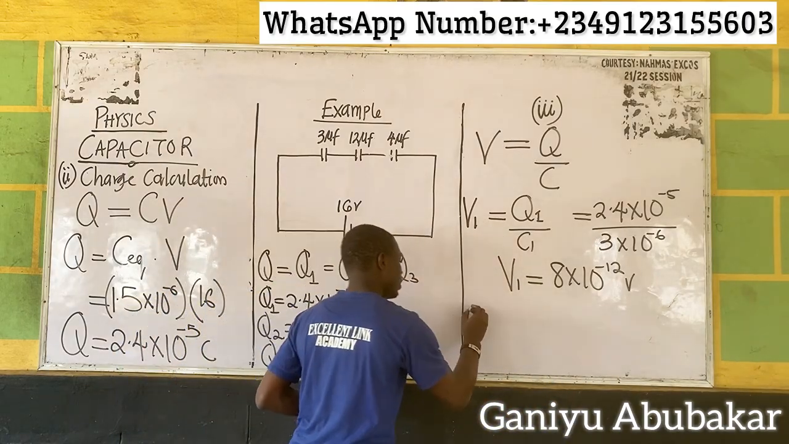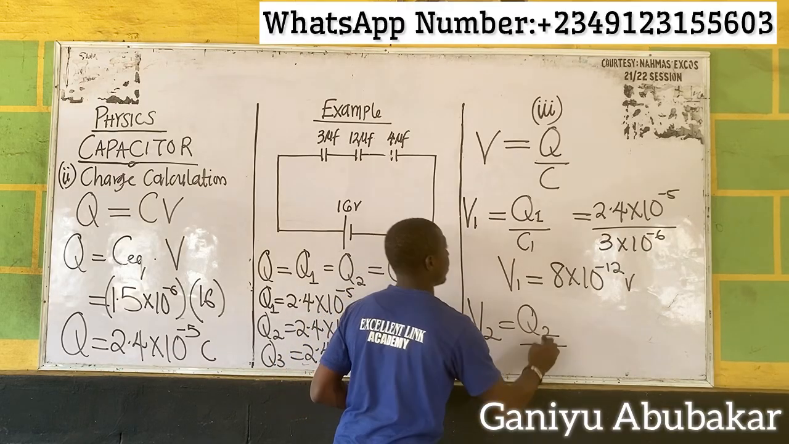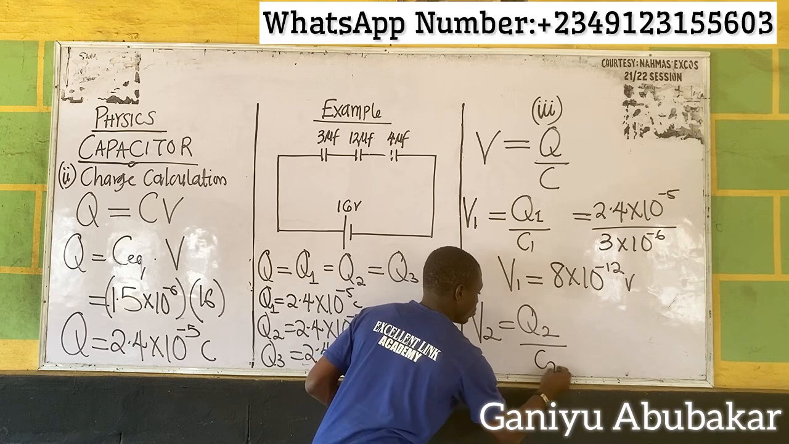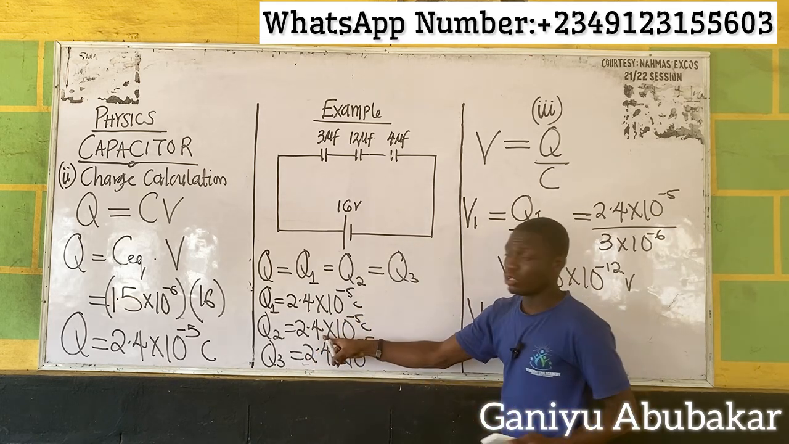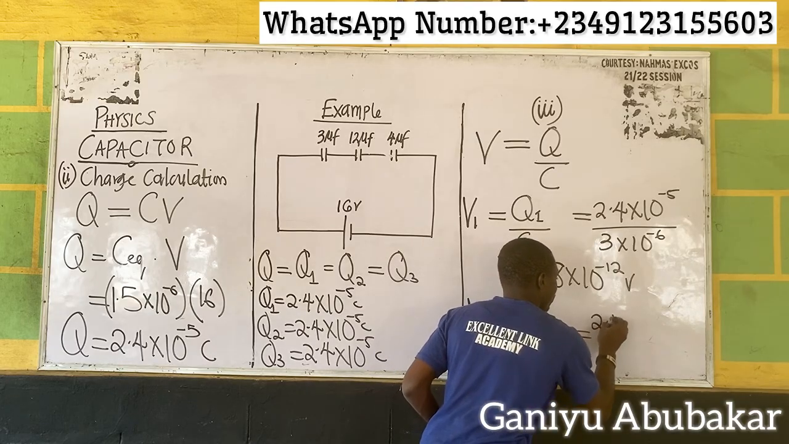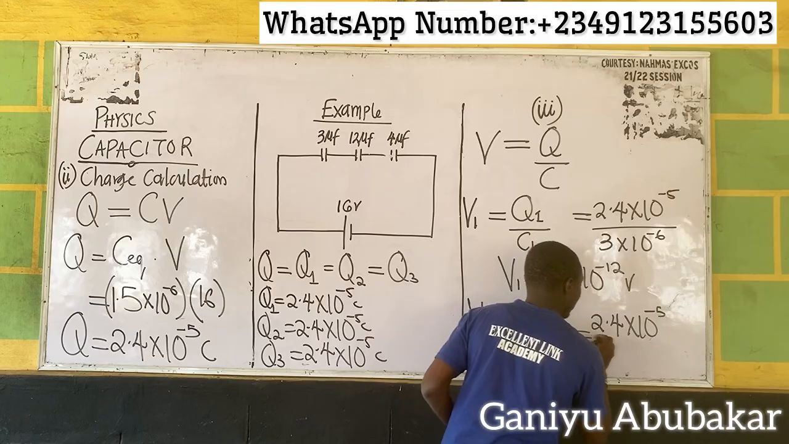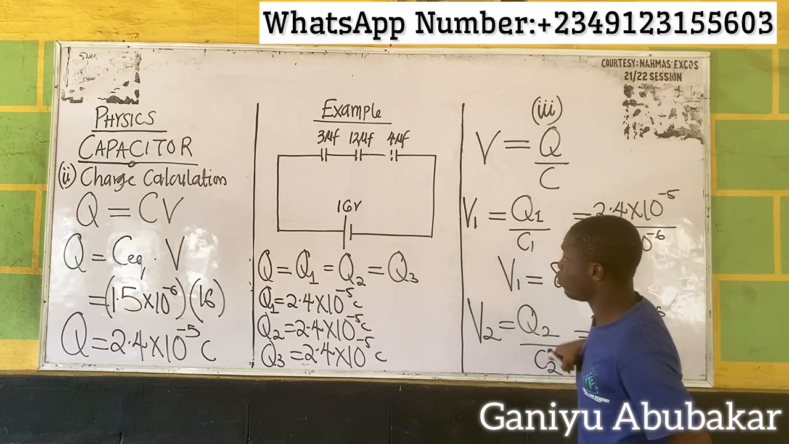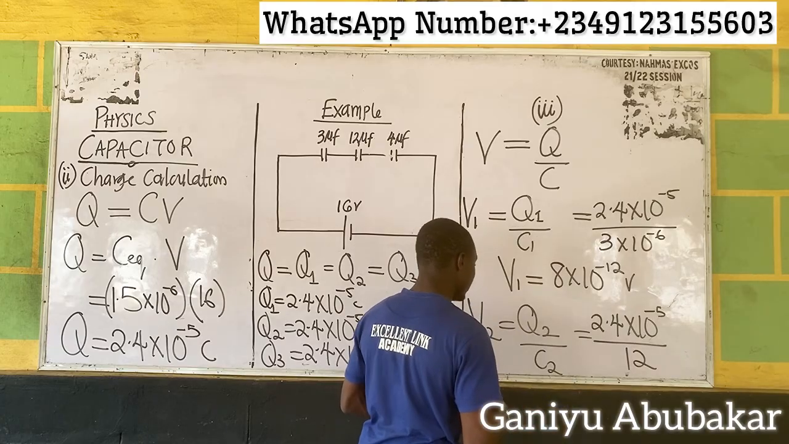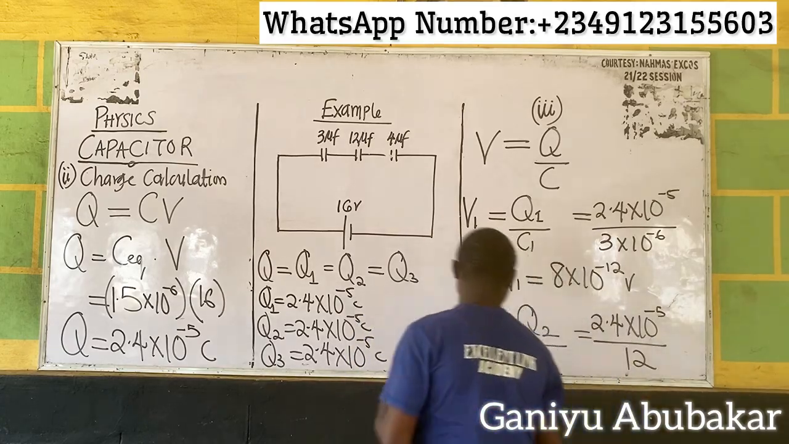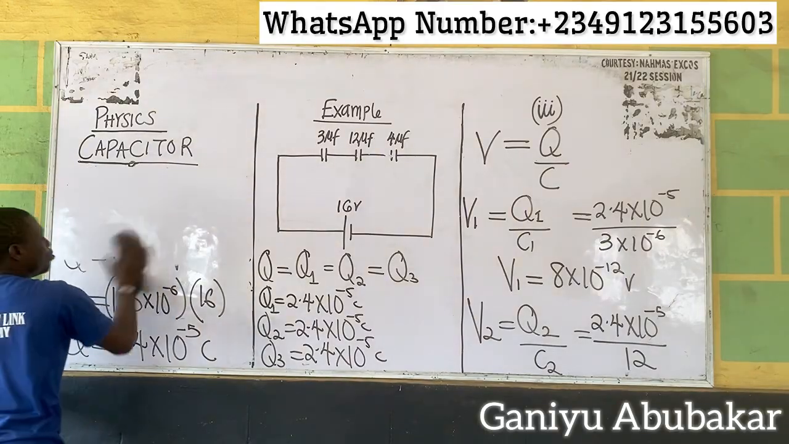Similarly, V2 will be equal to Q2 over C2. Q2 is, of course, the same value, so I have 2.4 times 10 to the power of minus 5 all over C2. What's C2? That's 12. So if I divide this, let's get V2.